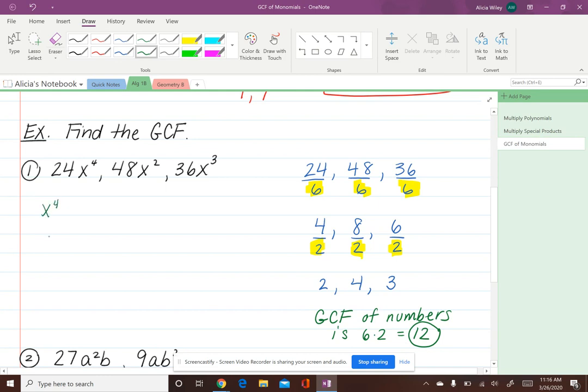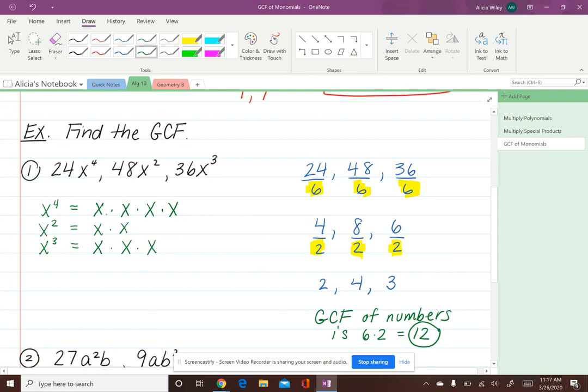In the second term, I have x to the second. And in the third term, I have x to the third. Now, if we expand those, sort of like we do with a prime factorization, we know that x to the fourth power is x times x times x times x. We know that x squared is x times x. We know that x cubed is x times x times x.